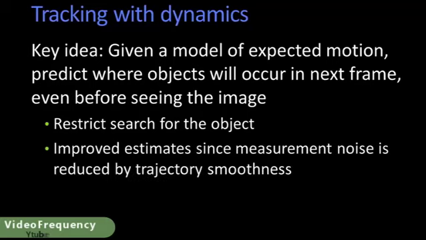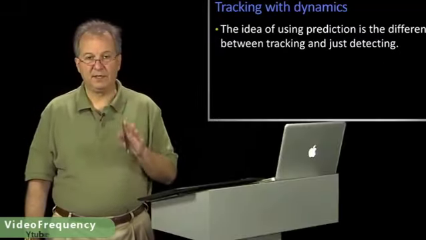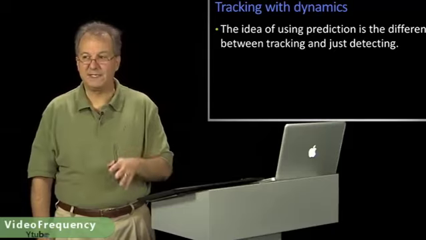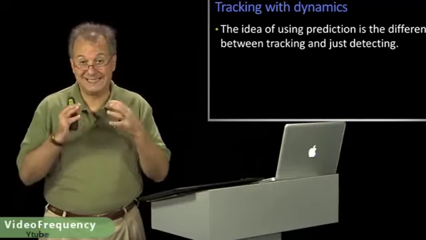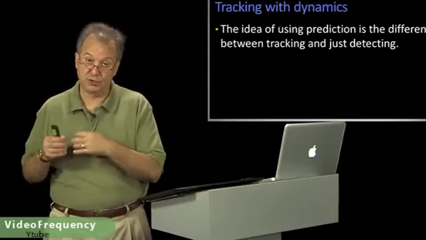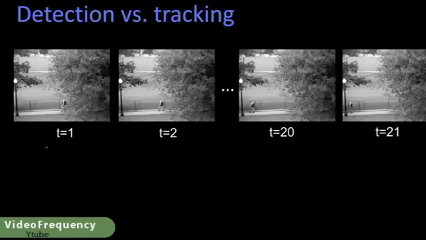And the other thing is, if we have a noisy detection, that is, our ability to know where this thing is is not perfect, we should actually get a better overall estimate because we're combining a prediction with the measurement. So that's the idea of tracking with dynamics. Fundamentally, the use of dynamics is what's different between just doing detection and actually doing tracking. And that's shown as an example here.